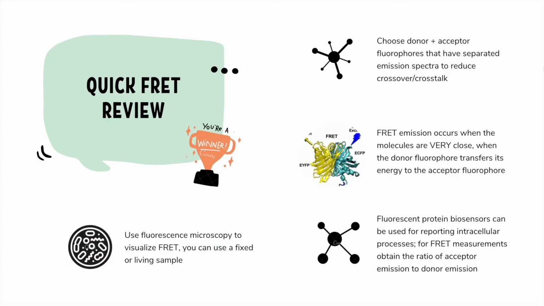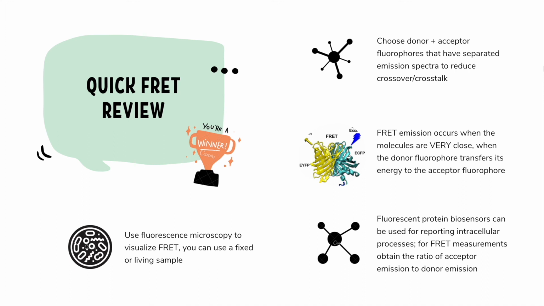So here's a quick review of FRET. You can use fluorescence microscopy, either wide field or confocal, to visualize FRET. And FRET is beneficial because you can use it with a fixed or living sample, and you can have special emission filters. You can choose donor-acceptor fluorophores that have separated emission spectra in order to reduce crossover or crosstalk. FRET occurs when molecules are very close, within 10 nanometers, so that the excitation energy from the donor fluorophore can transfer to the acceptor fluorophore, which results in FRET emission.